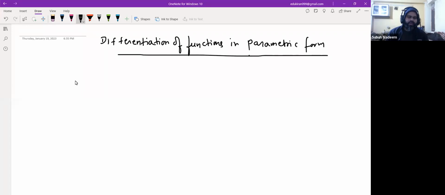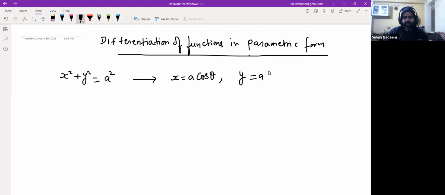An example is that if you talk about a circle, the equation of a circle is x square plus y square is equal to a square. But it has a parametric form also, which you have studied in class 11th, that you can take x is equal to a cos theta and y is equal to a sin theta. Why can we take it like this?